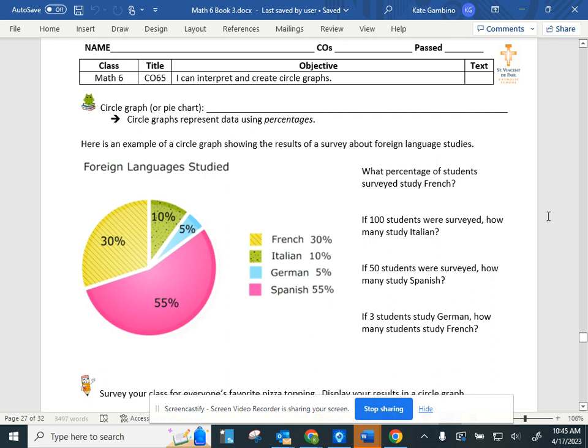Good morning. Today we are doing our last objective in our Unit 8, dealing with our data and graphs. Today we're doing CO65. I can interpret and create circle graphs.